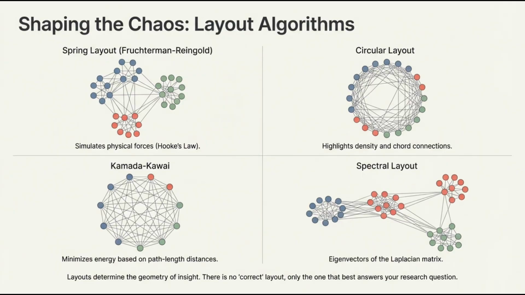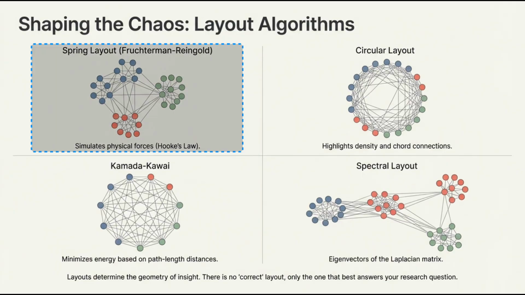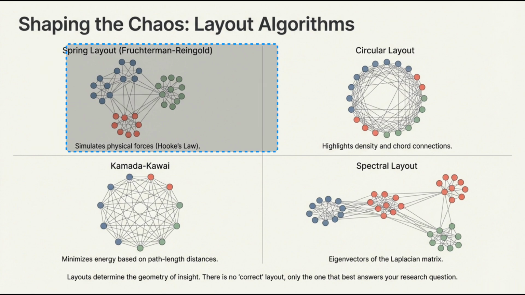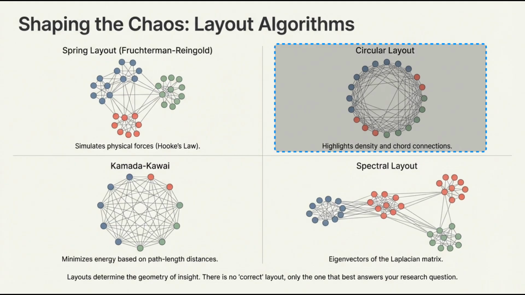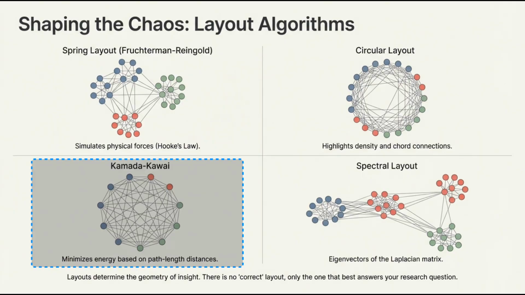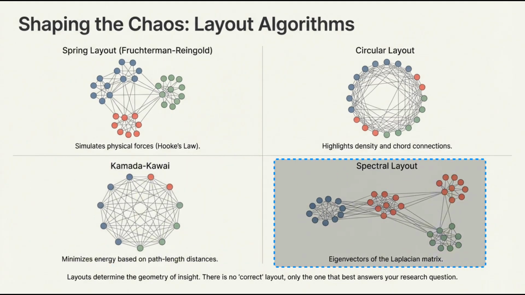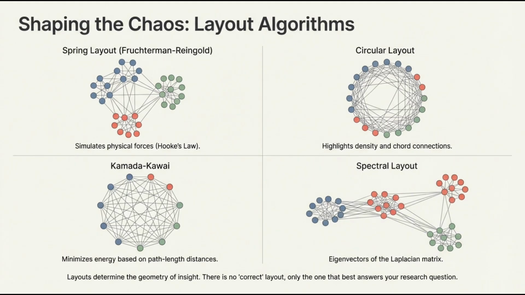The slide compares 4 of them. The spring layout, also called Fruchterman-Reingold, simulates physical forces, almost like springs and repulsion, so connected nodes are pulled together while overcrowding is pushed apart. Circular layout places nodes around a circle and can make density and chord-like patterns easier to see. Kamada-Kawai is another force-based method, but it focuses more explicitly on path length distances and often produces aesthetically pleasing layouts. Spectral layout uses eigenvectors of the graph Laplacian, which gives it a strong mathematical foundation and often reveals deep cluster geometry.